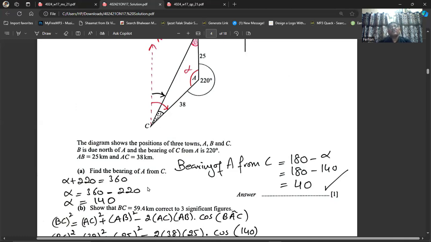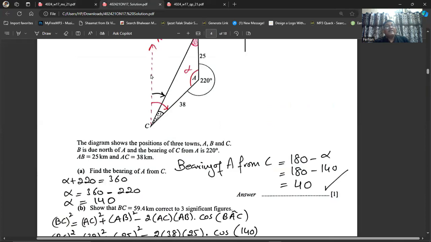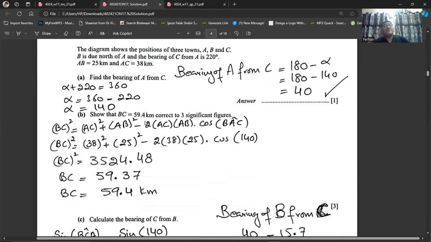The bearing of A from C will be 180 minus alpha, because alpha and that angle are allied angles. So the bearing will be 180 minus 140, and that is 40 degrees. So that bearing is 40 degrees, and our answer is right. Then he says show that BC is 59.4 kilometers, correct to three significant figures.